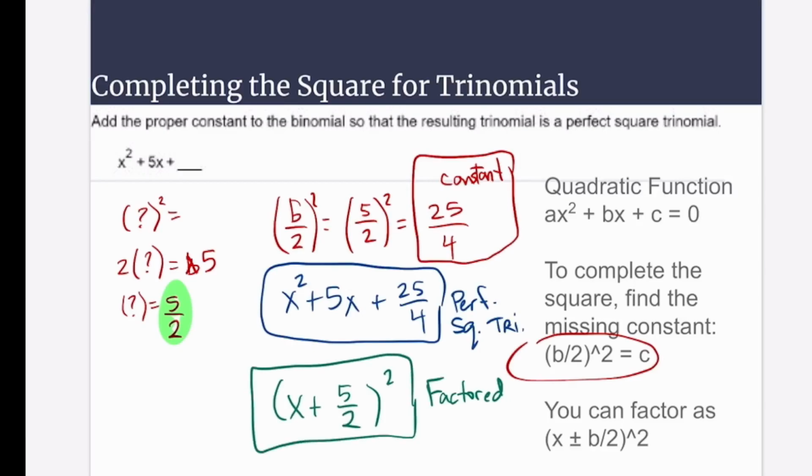So the 5/2 times 2 gives us the 5, and the 5/2 squared is what gave us that 25 over 4. So in a nutshell, that's how you complete a square for trinomials. Even numbers are going to give you integers, and when you have odd numbers, you should probably write those as fractions.